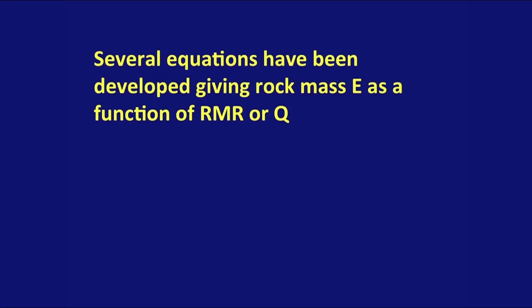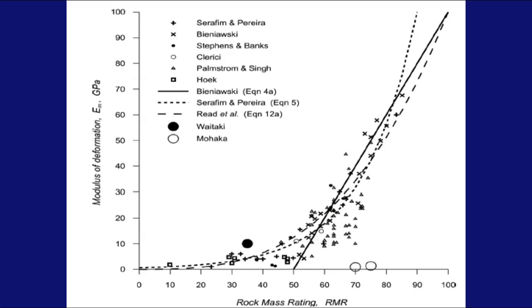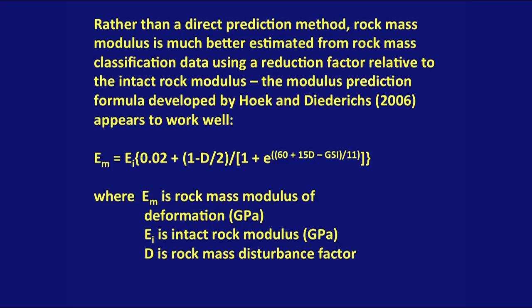Regarding deformation, several equations have been developed correlating the rock mass modulus of elasticity as a function of the rock mass rating, or Q. This shows a plot of the relationships between rock mass moduli which have been measured in the field and their corresponding rock mass classification values. And you can see that there's quite a lot of scatter, and thus a single equation is of doubtful validity in many cases. Rather than a direct prediction method, rock mass modulus is much better estimated from rock mass classification data using a reduction factor relative to the intact rock modulus.